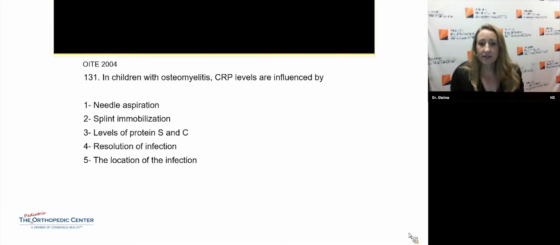In children with osteomyelitis, CRP levels are influenced by needle aspiration, splint immobilization, levels of protein S and C, resolution of the infection, or location of the infection. Resolution of the infection. So this is what to follow while they're being treated with antibiotics.